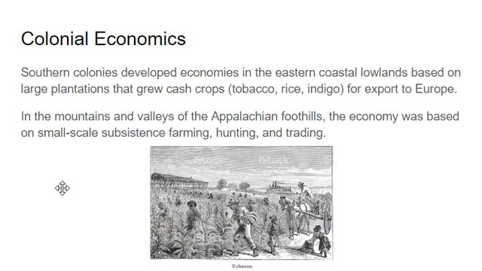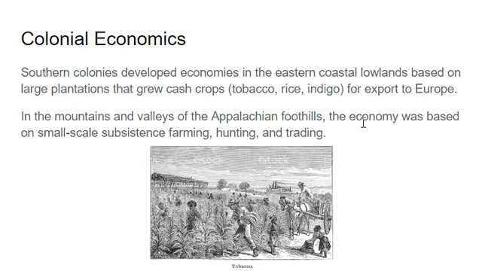The last one we will be talking about is the southern colonies. They developed economies in the eastern coastal lowlands based on large plantations that grew cash crops, which would be tobacco, rice, indigo, for exports to Europe. So unlike the New England and middle colonies, they had large plantations. A large plantation is just a large farm. It was very, very big, and they grew tobacco, rice, and indigo. We talked about tobacco was the biggest product that they grew, and all of this was going to Europe.